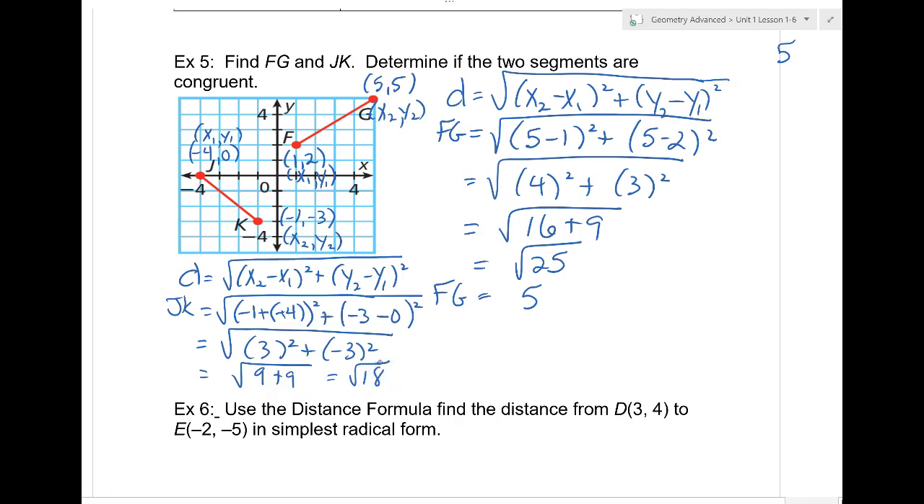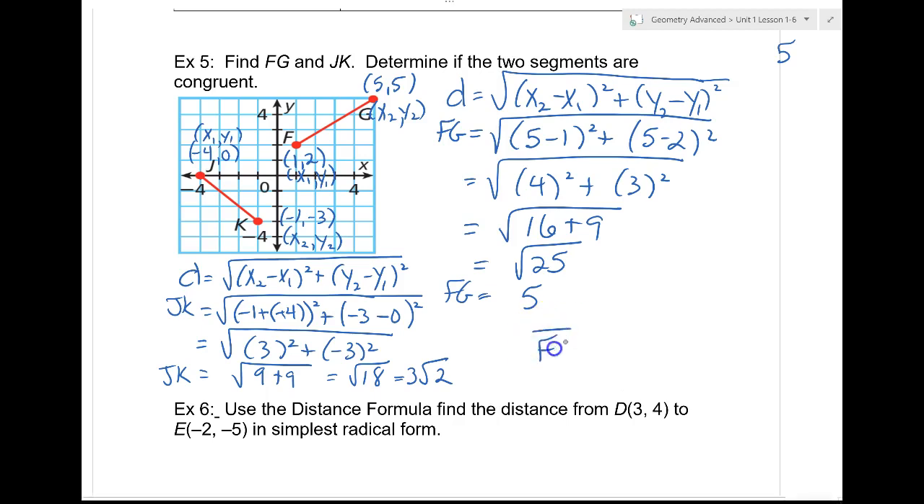I ran out of space. I'm a little mad at myself. Can anyone tell me what that simplifies down to? This is radicals from... Yep, 3 square root of 2. Some of you are like, I don't remember this. Even if you didn't remember this, what would you tell me about those two line segments? Are they congruent? Because did they have the same radical? No. So we can then say segment FG is not congruent to segment JK.